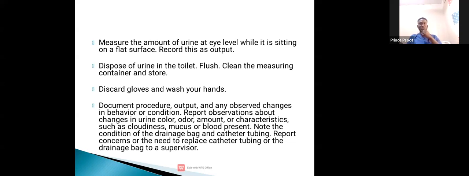Then dispose of urine in the toilet, flush, then clean the measuring container and store it. You can discard gloves and wash your hands. Document the procedure, the output, and any observed changes in behavior or condition.